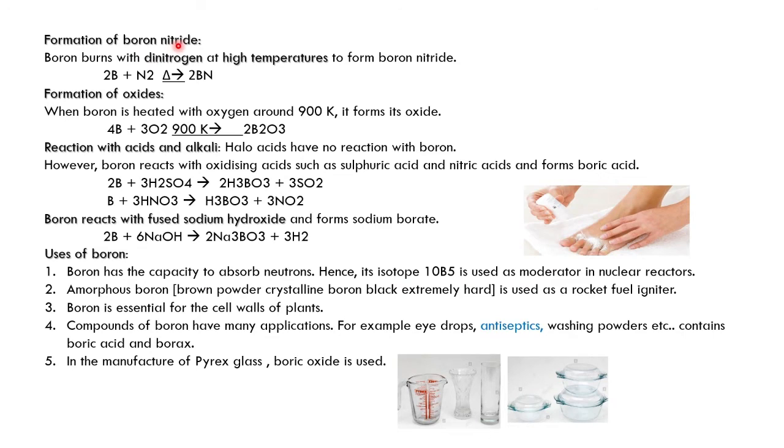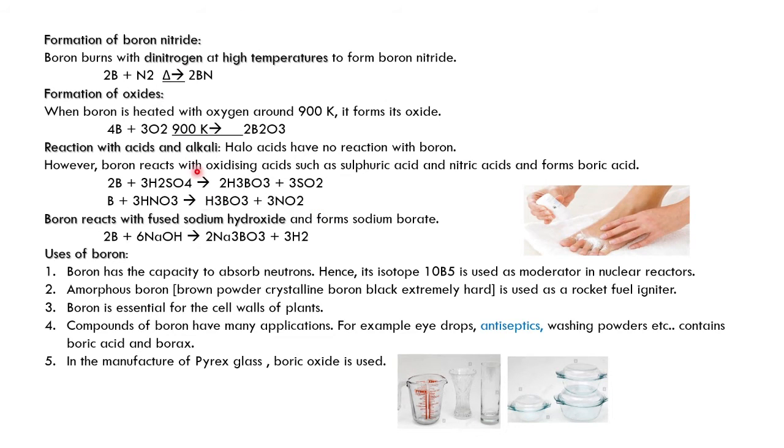Then formation of boron nitride. With dinitrogen at higher temperature it forms boron nitride. Formation of oxides: with oxygen at 900 Kelvin it forms boron oxide. Reaction with acid and alkali. It will not react with non-oxidizing acids, but with oxidizing acids like sulfuric acid and nitric acid it reacts and forms boric acid, and sulfur dioxide and nitrogen dioxide are evolved.